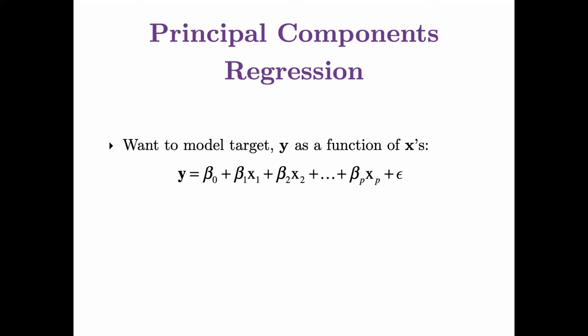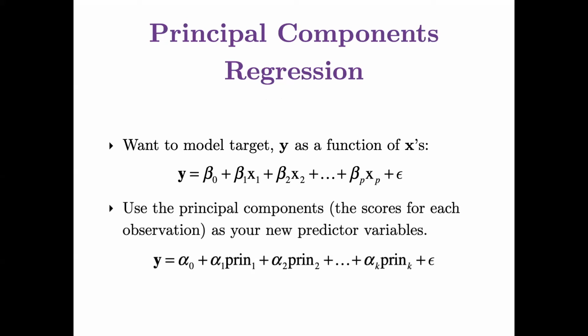When we set out to make a regression model, the goal is to model some target, y, as a function of your input, x variables. Of course, these x's are just the columns of your original spreadsheet. And so what we're going to do is instead use the principal components. And these would be the scores for each observation on each component as our new predictor variables. So up here, I was using the betas to represent the coefficients. Down here, I've changed that to represent the alphas. And I'm just putting my principal components into a regression model.